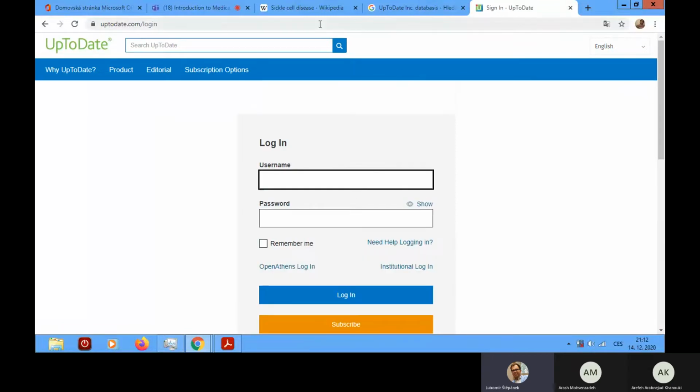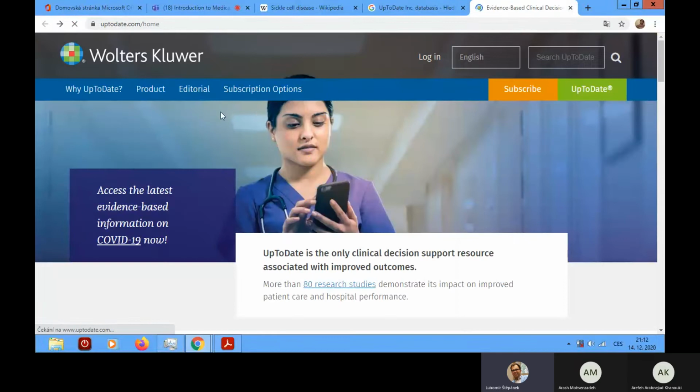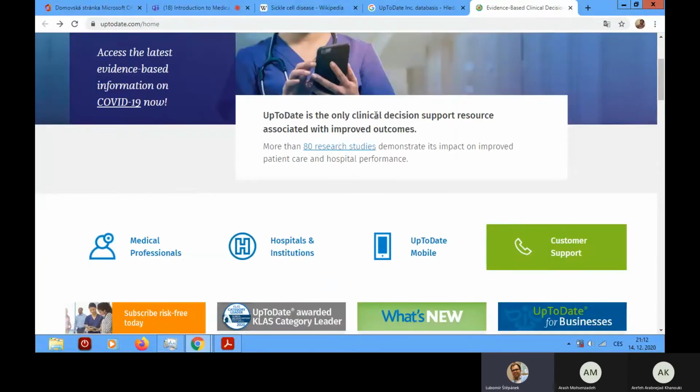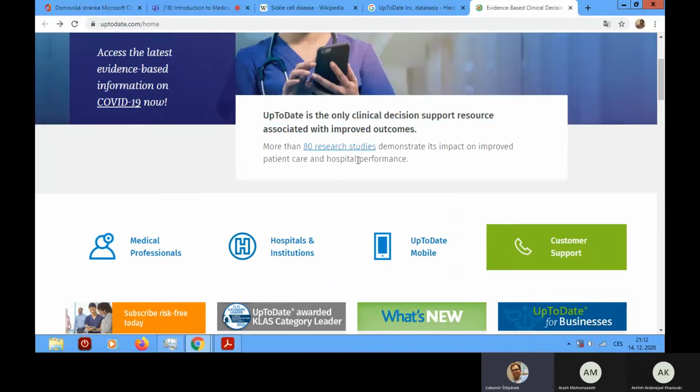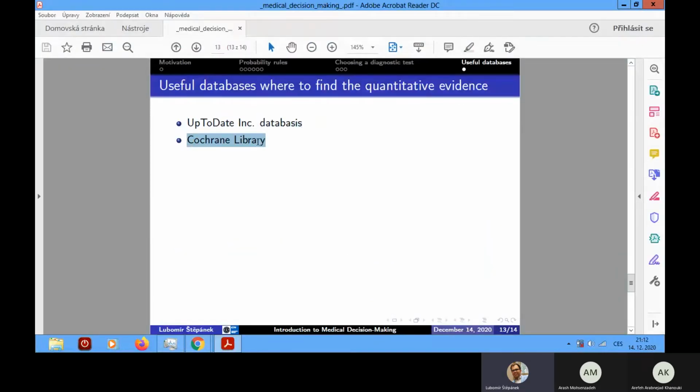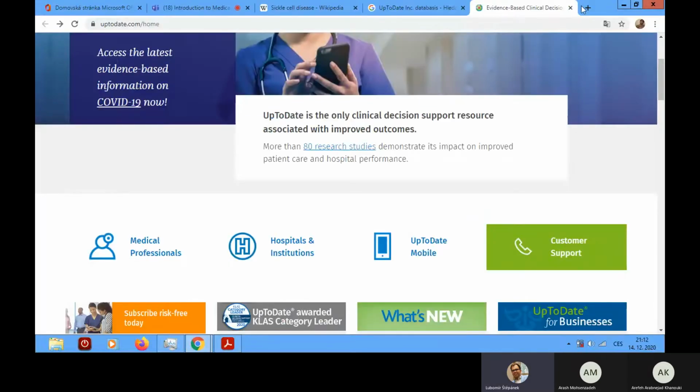So UpToDate looks like this. Try to remember there's something like the UpToDate database, which could help you with clinical decision making, for example, as appropriate as possible. And the second one is Cochrane Library. This one is a very traditional one. Also good to know about.